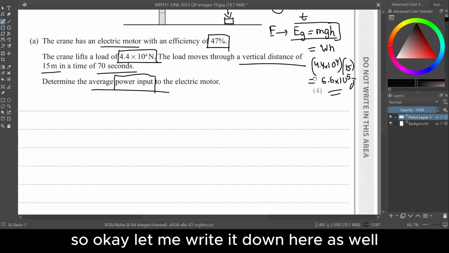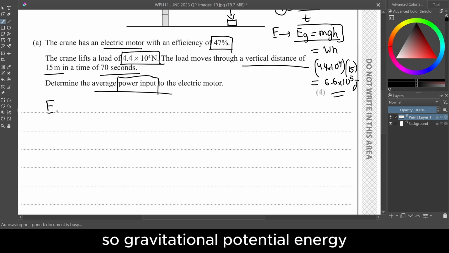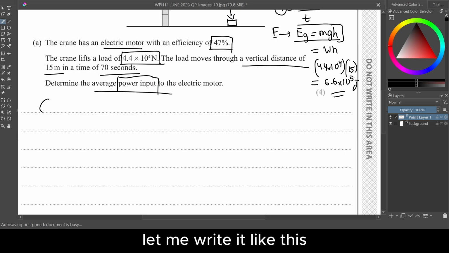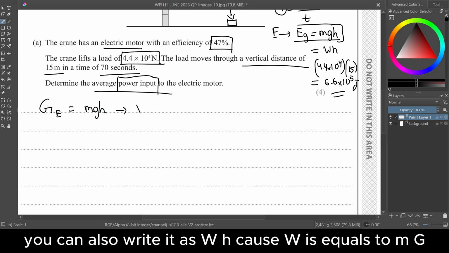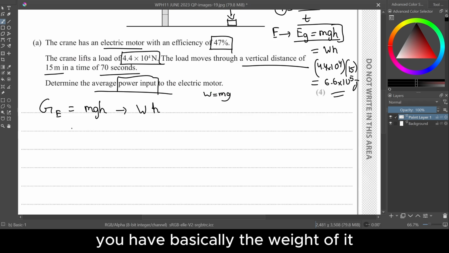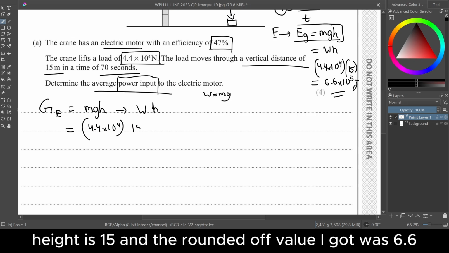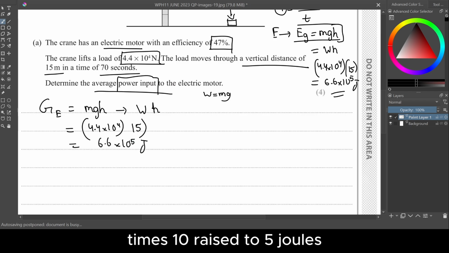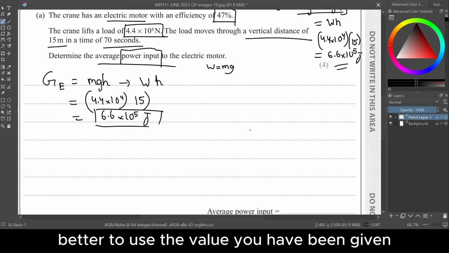Let me write it down here as well, so it's much neater. Gravitational potential energy is equal to mgh. You can also write it as wh, because w is equal to mg. So it's 4.4 times 10 raised to power 4, height is 15, and the rounded-off value I got was 6.6 times 10 raised to 5 joules. Don't use rounded-off values. Better to use the value you have been given.